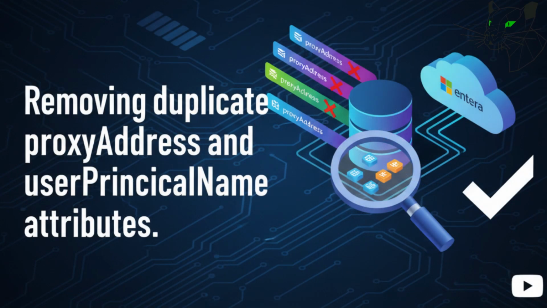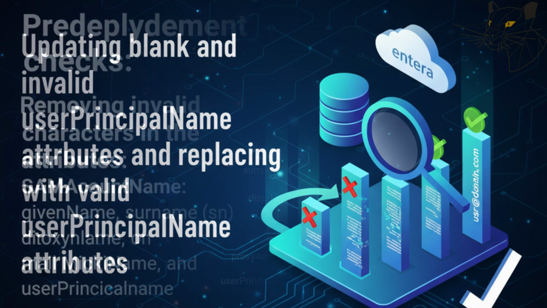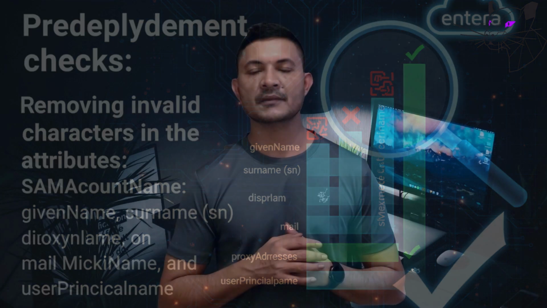After you complete these checks, key remediation tasks include removing duplicate proxy address and user principal name attributes, updating blank and invalid user principal name attributes and replacing with valid user principal name attributes, removing invalid characters in the following attributes: given name, surname, SAN, SAM account name, display name, mail, proxy addresses, mail nickname, and user principal name.